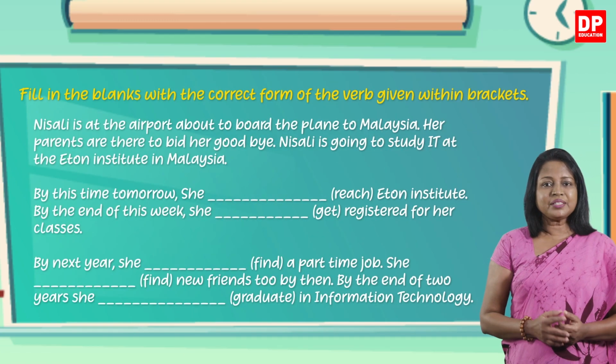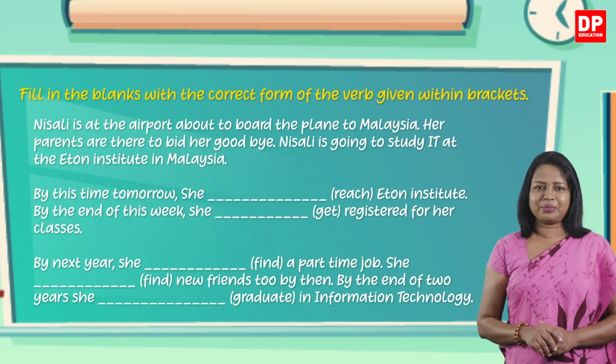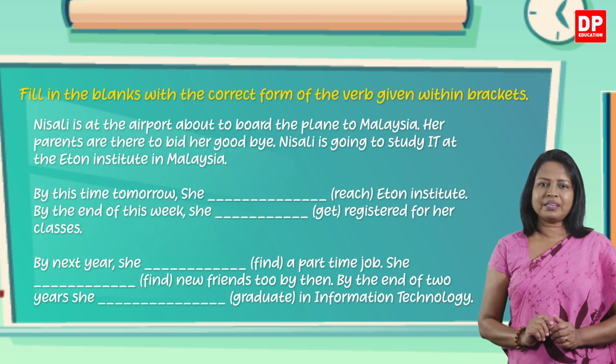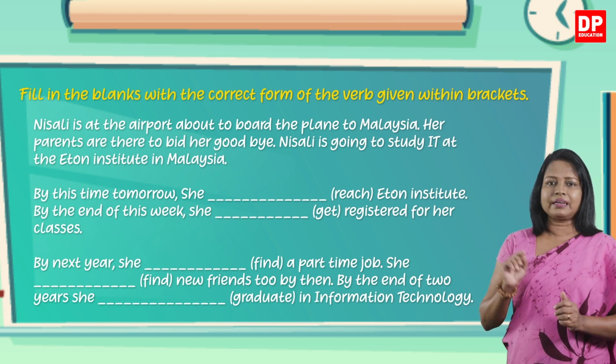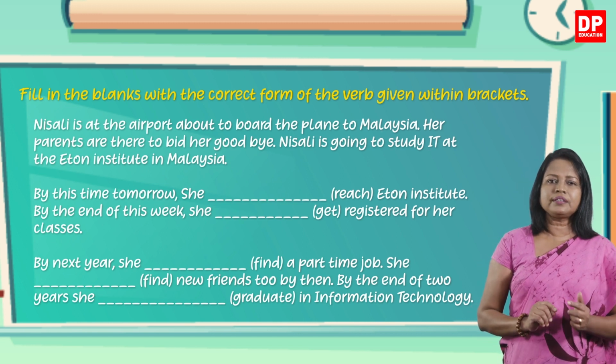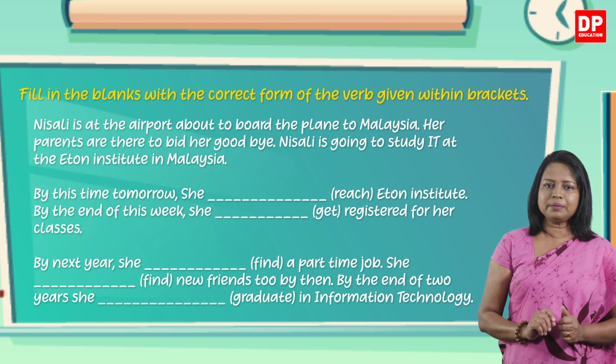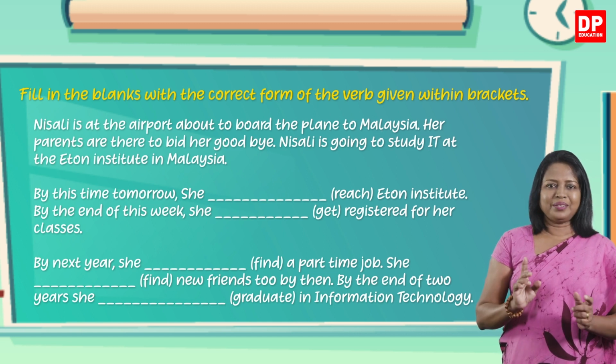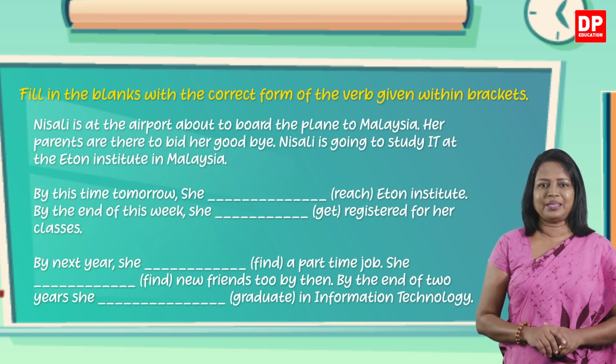Okay children, let's do an exam type question now. Here you have a paragraph. In this paragraph, there are blanks. You have to fill in the blanks with the correct form of the verbs given within the brackets. Okay, you can pause the video and do it now. Okay children, let's read the completed paragraph together.